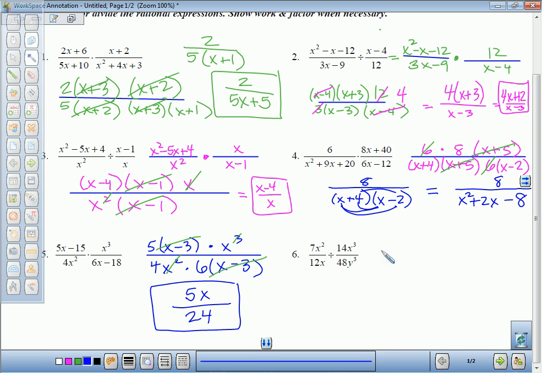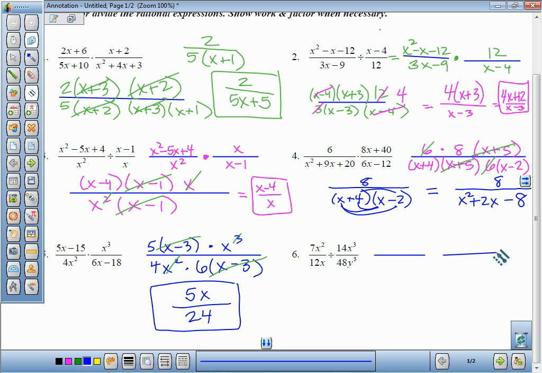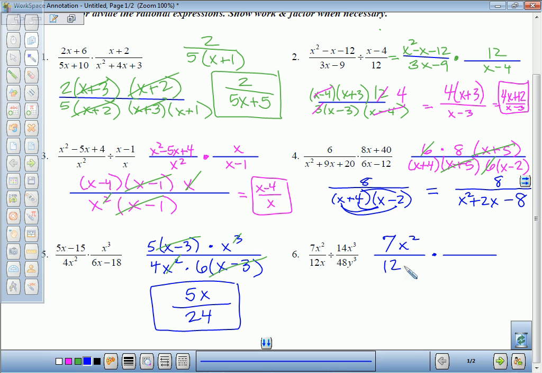Okay, number 6. The first thing we're going to do is rewrite this division problem as multiplying by the reciprocal. So my first fraction does not change. I do not flip the dividend. The divisor, I change to multiplying by the reciprocal. So the 48y cubed is here, the 14x cubed is there.